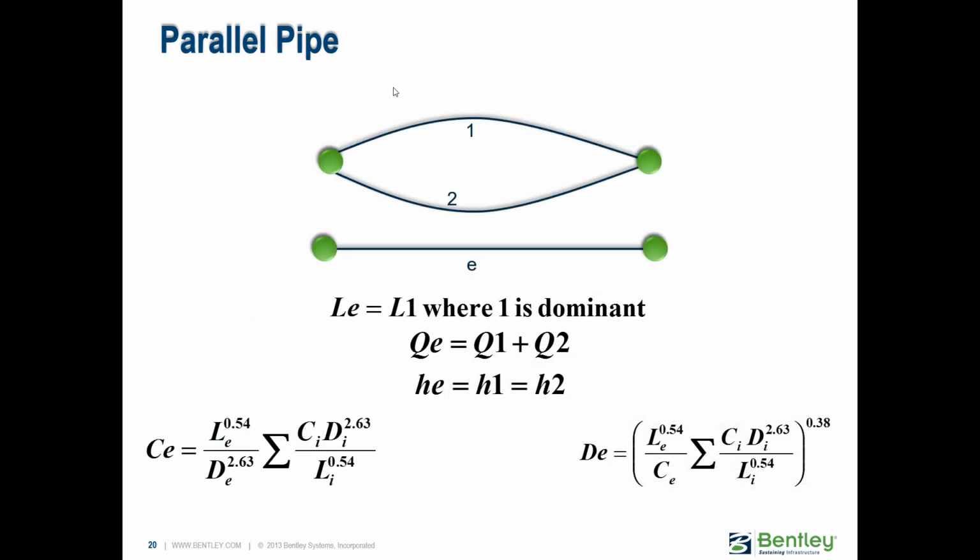And let me skip ahead to an example here. This is obviously a very simple case where you have two pipes that are directly in parallel, and then you end up with one equivalent parallel pipe that again has the same hydraulic capacity as the original two.